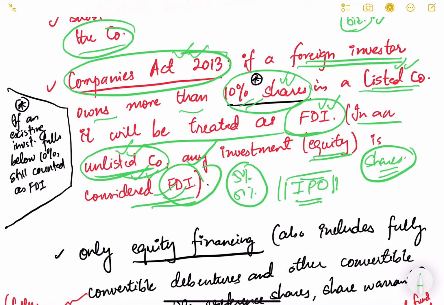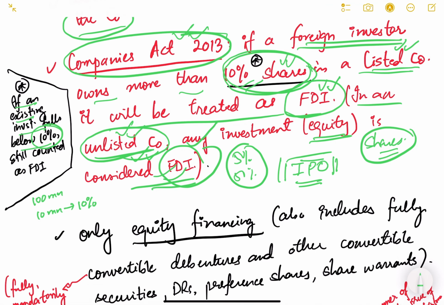Now see what can happen. For example, if a foreign investor is holding 10% share in a company, it can happen that the existing investment falls below 10% if that company issues new shares. Previously the total market capitalization was say 100 million. Out of this 100 million, say this foreign investor was holding 10 million. So he was holding 10%. Now this company has issued additional shares and the market capitalization becomes say 200 million. But this foreign investor is still holding only 10 million. So now the shareholding becomes 5%.